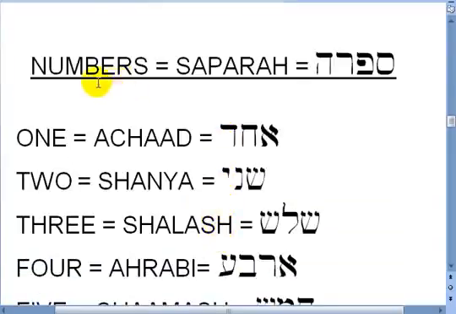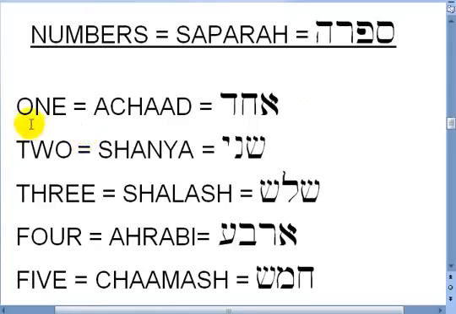Now the numbers in the Hebrew, the way you say numbers is sapara, sapara. So we're gonna start with number 1 is akad, akad. Number 2 is shanya, shanya. And Lord willing, in another lesson, what I'll do, which I already did but might go over again, is give you the sounds again of all these letters so you can get more familiar with it. 2 is shanya, shanya.